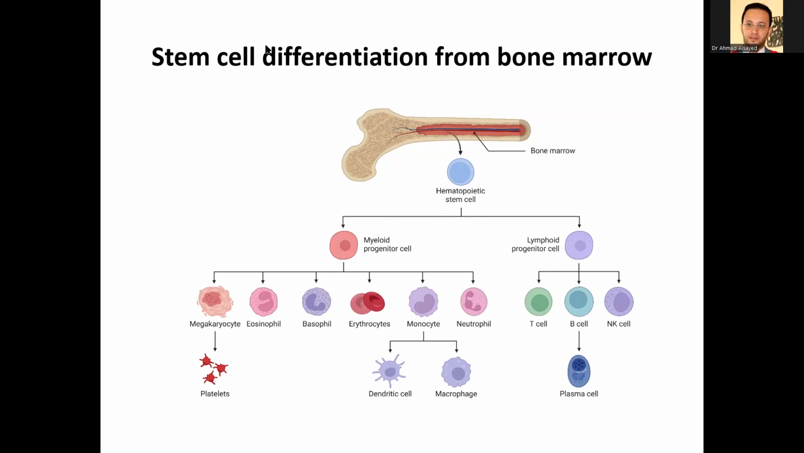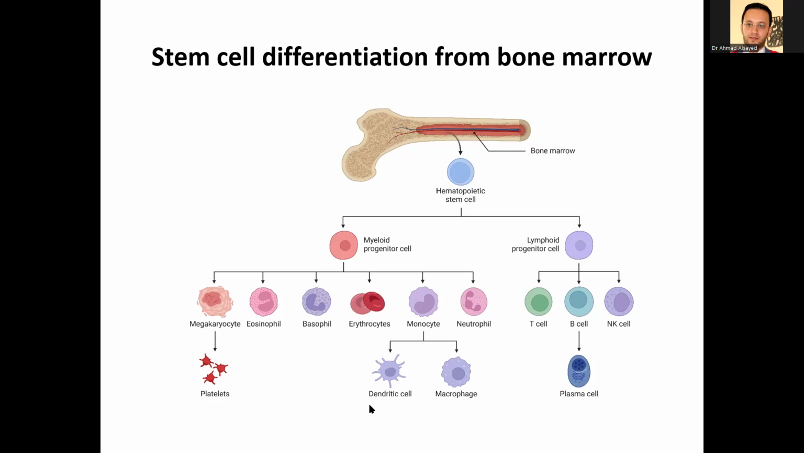This is very important. Myeloid progenitor cell includes different types of cells, which include eosinophils and also megakaryocyte. Megakaryocyte leads to platelet secretion. And also the myeloid progenitor cell includes erythrocyte, which is also called RBCs, red blood cells, خلايا الدم الحمراء, and also monocytes.